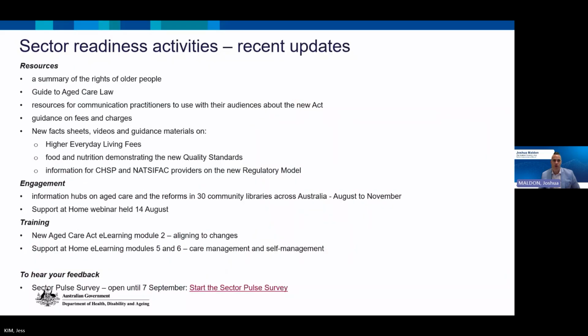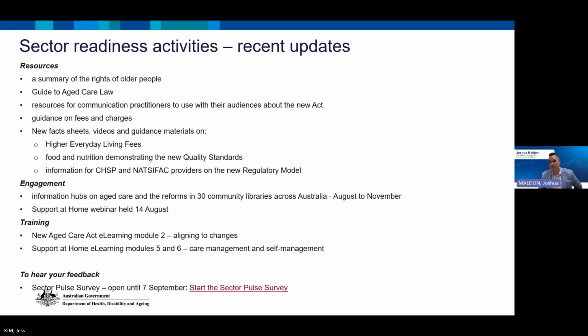So if we jump through, just to give you some highlights on the recent updates that we've got. From a resource perspective, we've got a summary of the rights of older people in plain English and easy to read formats. We've got the Guide to Aged Care Law, which is a really useful tool which puts the aged care law into plain English, and we've got the first two chapters available there on the website. There's a range of different resources for communication practitioners who are working in aged care, so they can use that to engage with different audiences about the new Aged Care Act. Always a popular topic, the guidance on fees and charges, to assist both providers and older people to understand how fees and charges will be calculated. And we'll continue to publish information on means testing. So throughout September, we do expect new materials to be coming up.